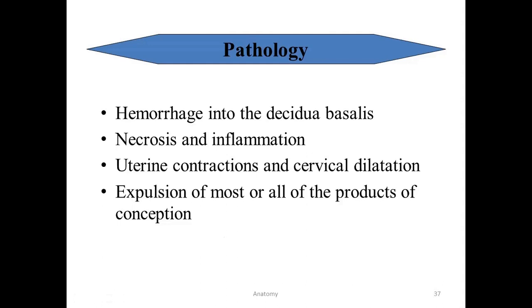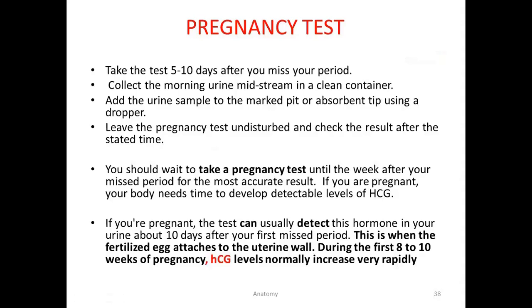Pathologies, what are the diseases behind it? Certain pathologic conditions like hemorrhage, meaning bleeding into the decidua basalis, just below the placenta. So you get hemorrhagic changes, excessive bleeding, due to which the placenta gets detached, the nutrition gets hampered, and the baby dies. The embryo dies, and that is the reason behind the medical termination of pregnancy. Necrosis and inflammation, certain inflammatory conditions, can also cause this. Uterine contractions and cervical dilatation, with expulsion of most or all of the products of conception, can take place, and due to that abortion takes place.